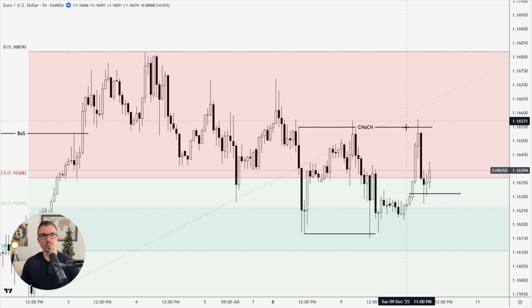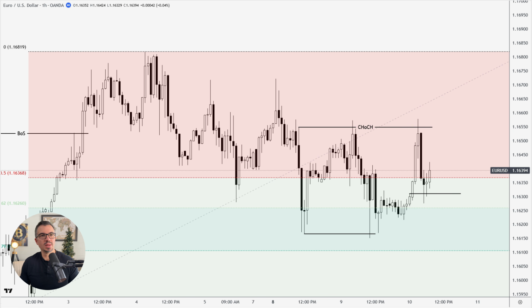So this was perfect. We had that internal change of character up here. We know we have an hourly uptrend. We have the market come back here into OTE. And now we have the market rebalancing these hourly candles back here. So this is perfect. I'm looking for buys down here, stop loss below the lows.